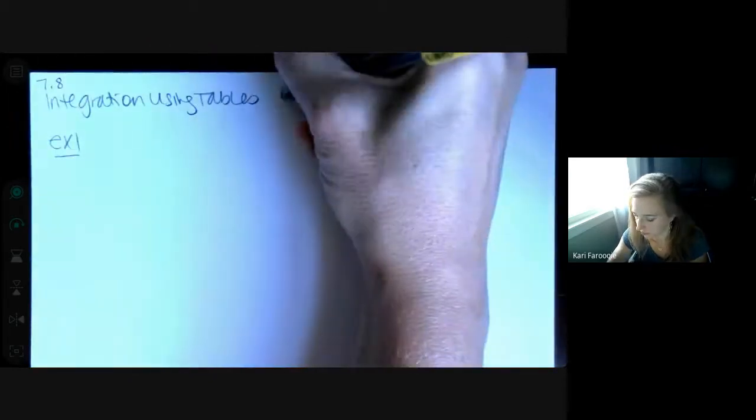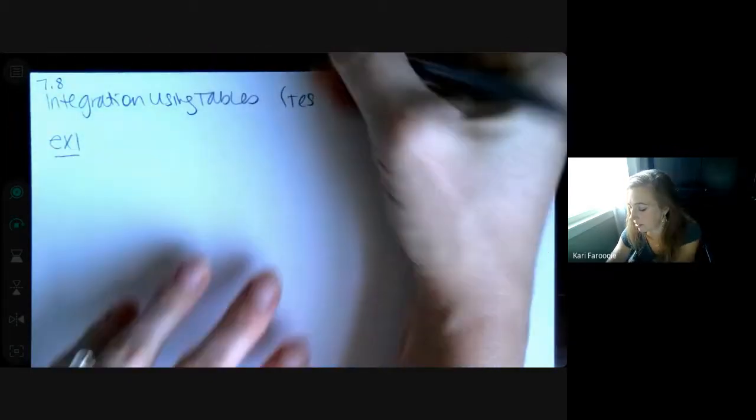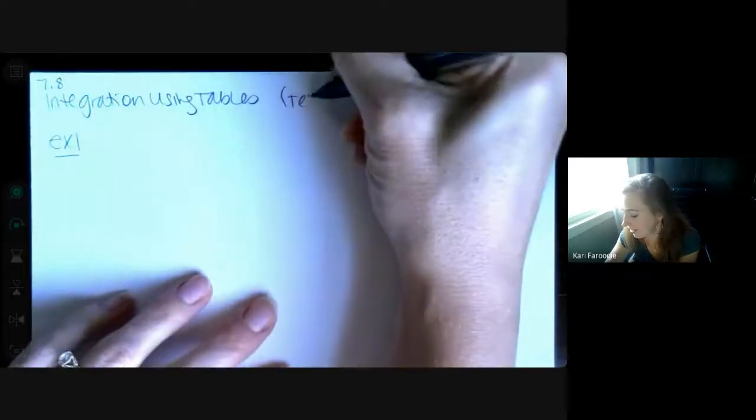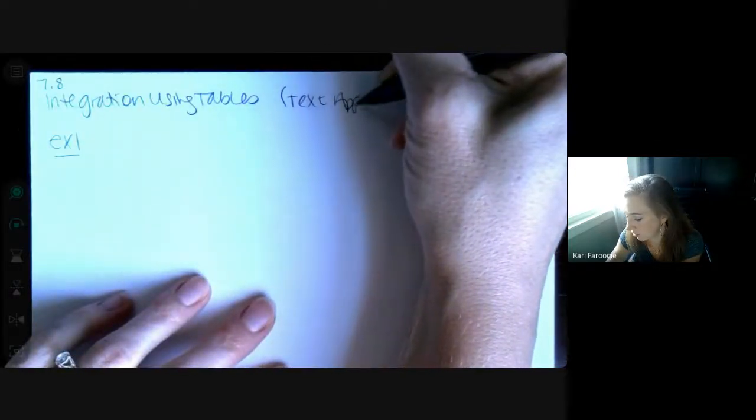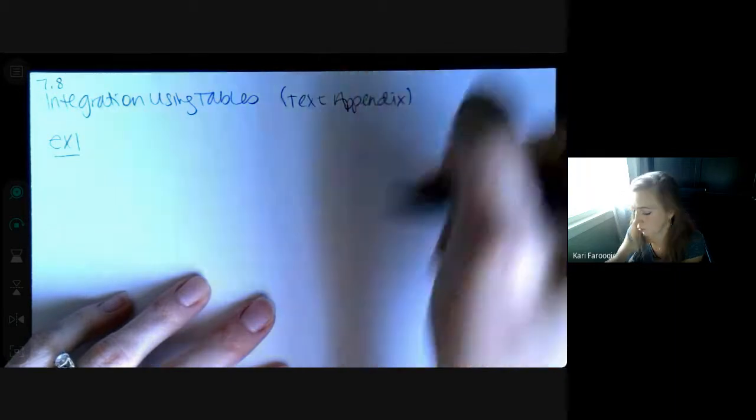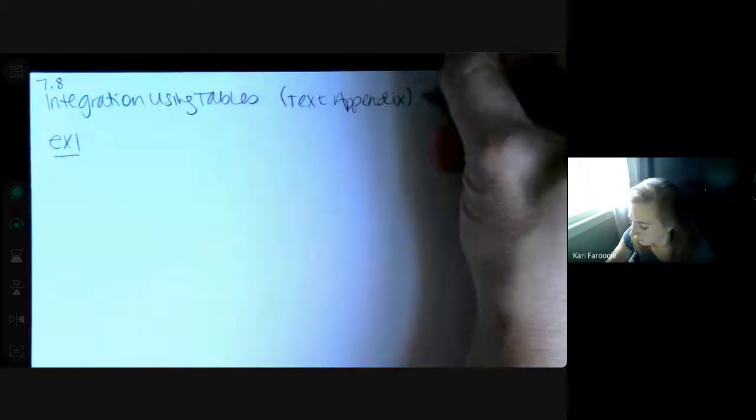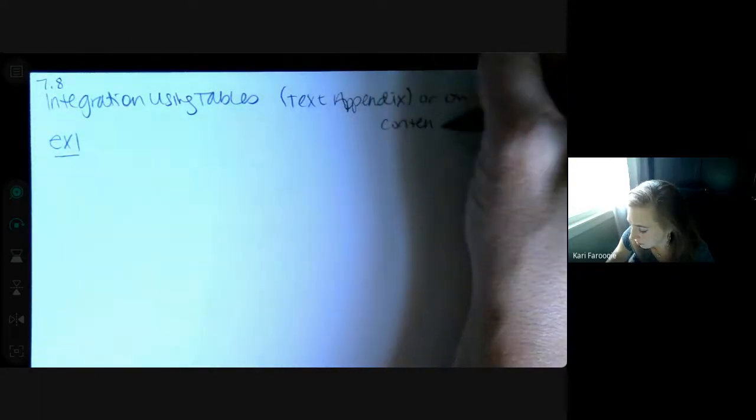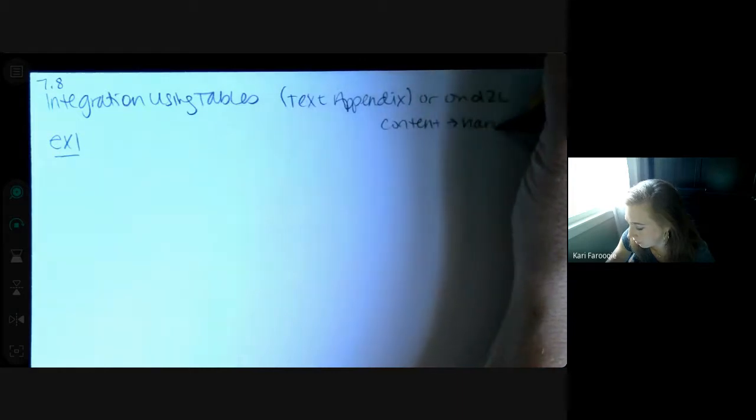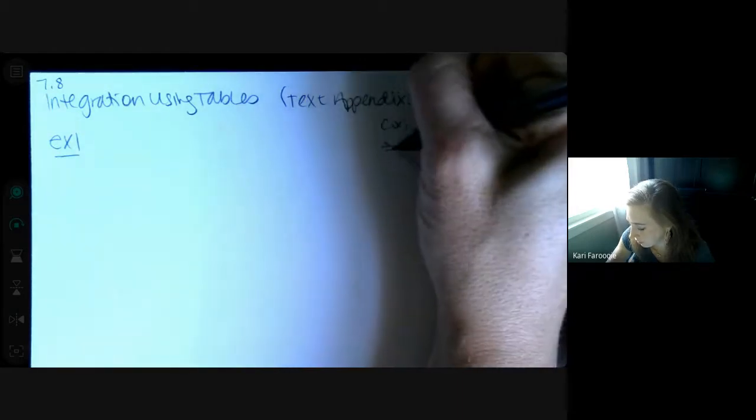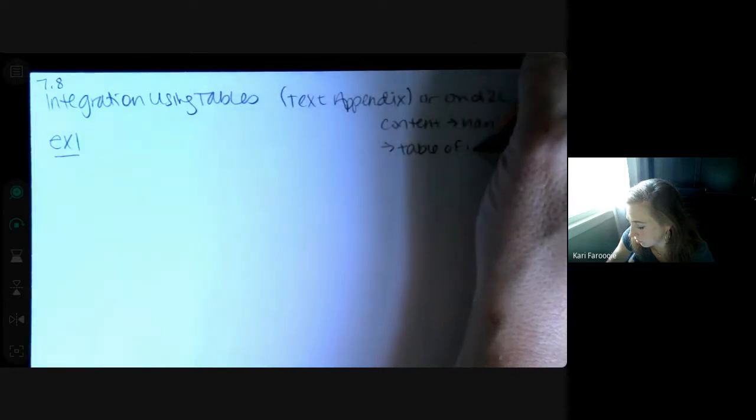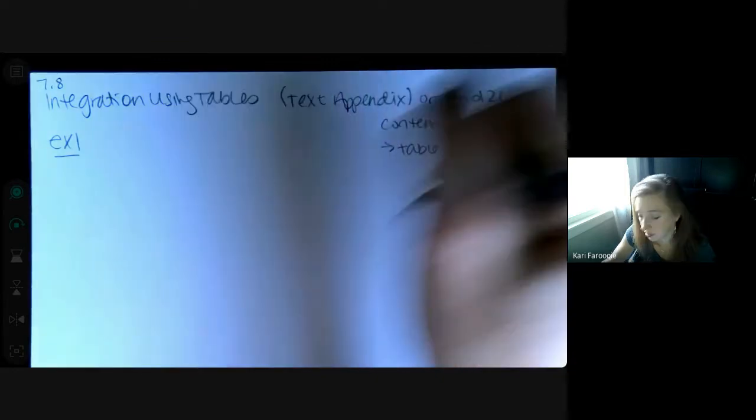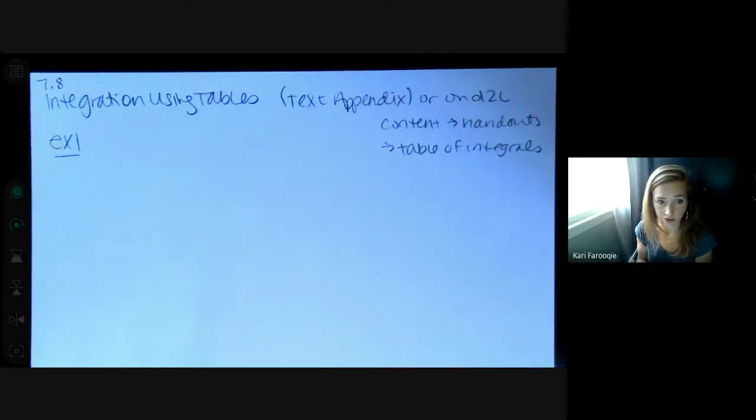Okay, so I'm going to say these are in your text appendix, way in the back, or on D2L: content, handouts, table of integrals. And you can download that if you'd like. You can download it and print it to use on your test. Otherwise, you can just access it however you need to online to use for your test.